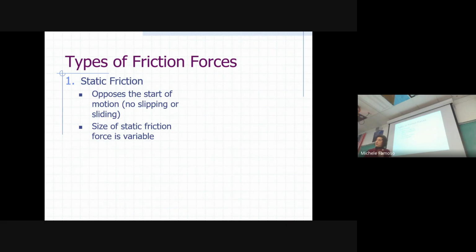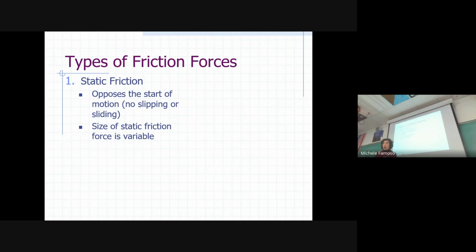Let's do some numbers on this. Let's say I'm pushing it with 1 Newton of force towards Dominic. My applied force is 1 Newton that way. It's not moving. So how much is the force of static friction acting back on me? 1 Newton. It's balanced because it's not moving.